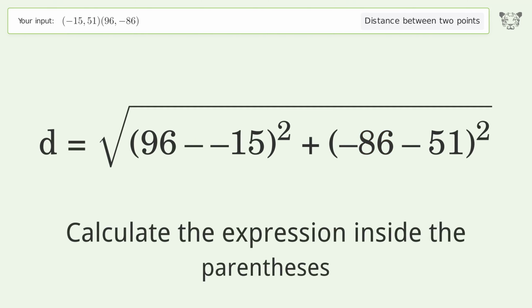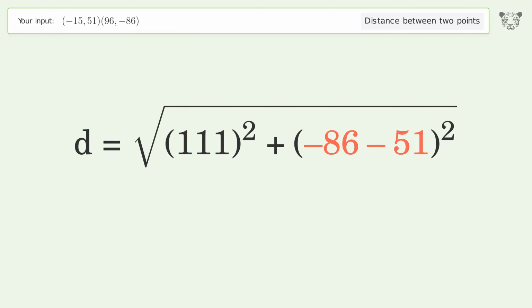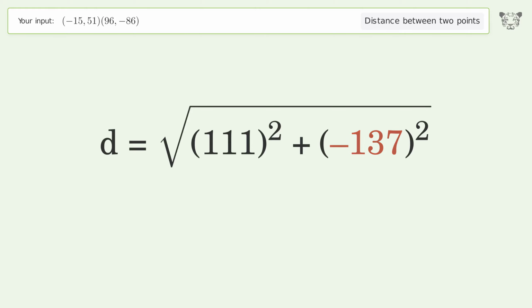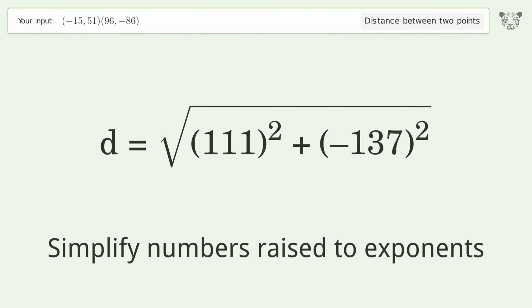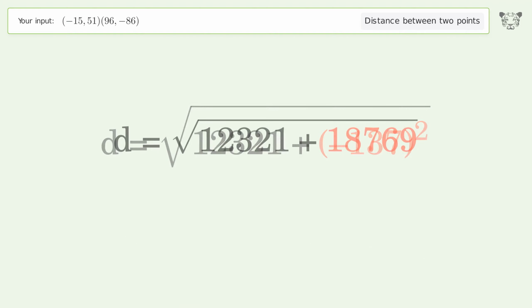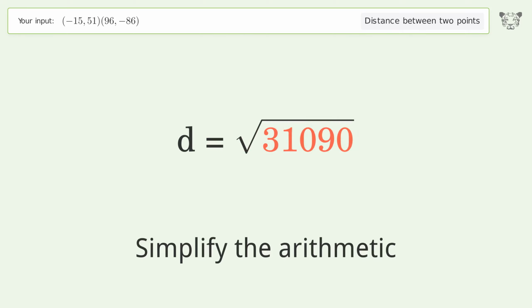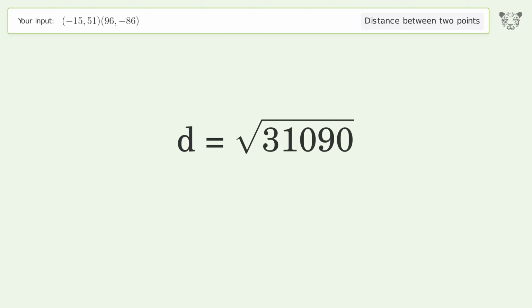Calculate the expression inside the parentheses. Simplify numbers raised to exponents. Simplify the arithmetic. And so the distance between the 2 points is the square root of 31,090, or 176.324.